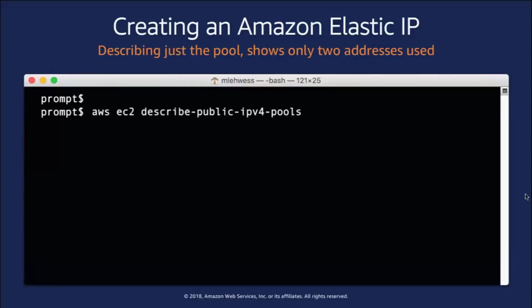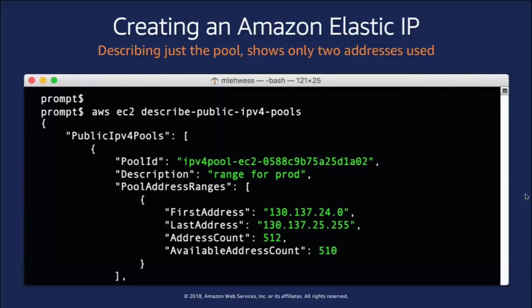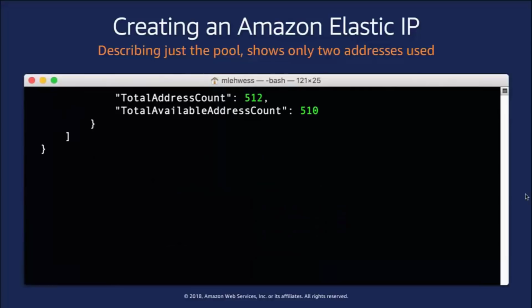If we did do a describe public IPv4 pools, we'd actually see that we've got the pool ID from earlier, the description, and you'll notice the address count is 512, but available address count is now 510. So we've actually allocated 3 Elastic IPs, but we've only used 2 out of the IPv4 pool. So again, total addresses is 512 and the total available address count is 510. So we've allocated 2 of our 512 available addresses out of that IP pool. So you can have a combination of Amazon allocated, specific out of an IP pool, and random out of an IP pool, like we have here.